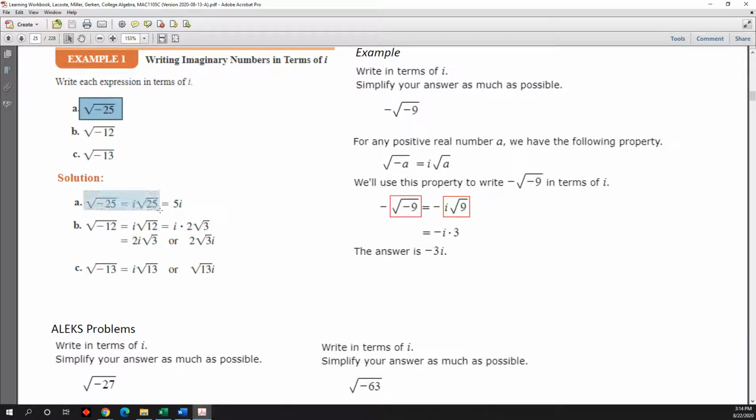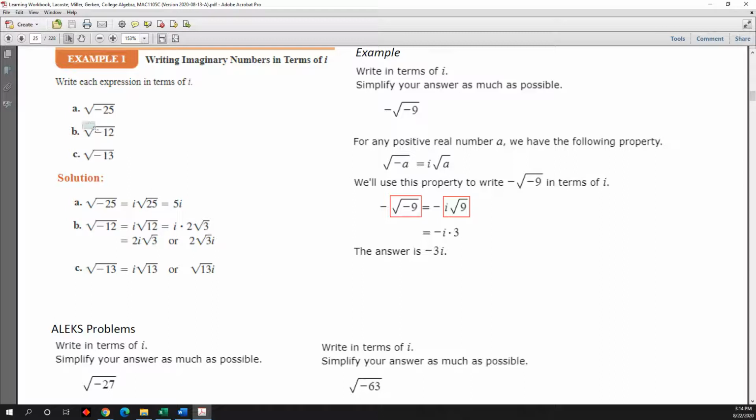First, use the property. The negative underneath the radical turns into an i outside of the radical. So we have the square root of -25 equals i times the square root of +25. Of course, the square root of +25 is 5. So this is really saying i times 5, or simply 5i.